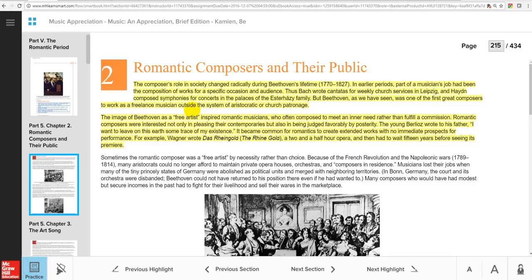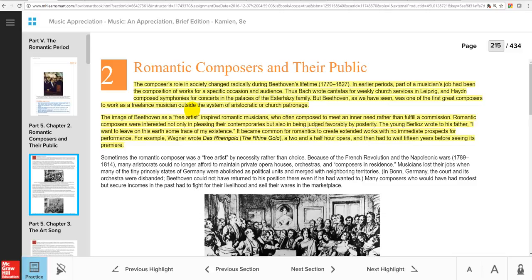Now, the old system was you got a commission, you got a work order to write a very specific kind of piece, and you had to cater that piece to whoever commissioned it or whatever audience it was going to be. This is why so much music of the classical period sounds so refined and elegant, because it was mostly written for the aristocracy.